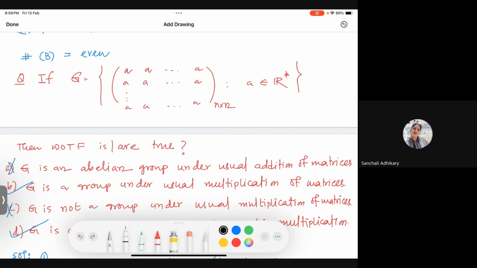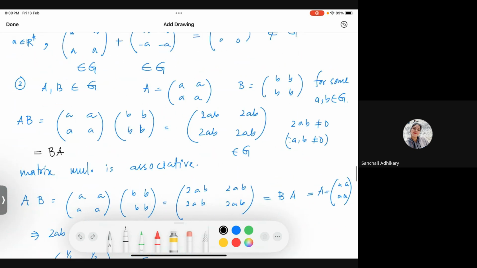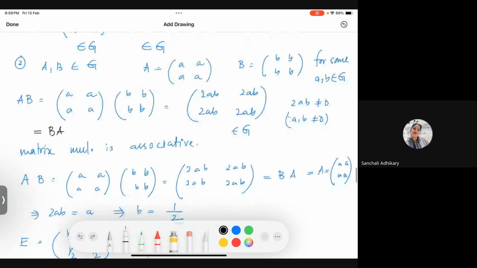Then I will show G is closed under matrix multiplication. So take any two elements A and B from G, and show that AB also belongs to G. Here in this question I take n equals 2. If I take the A matrix and the B matrix and multiply A into B, I get 2AB in every entry.